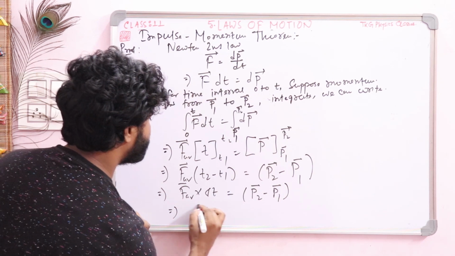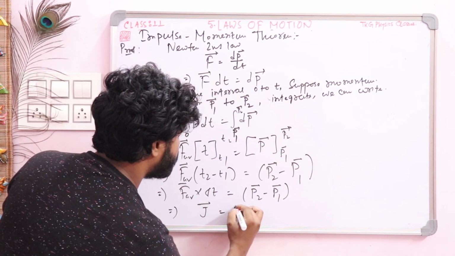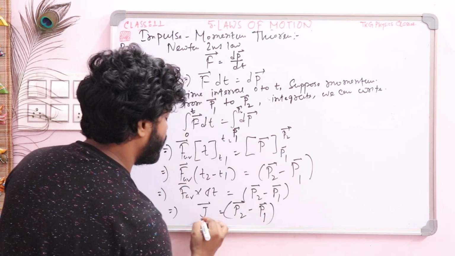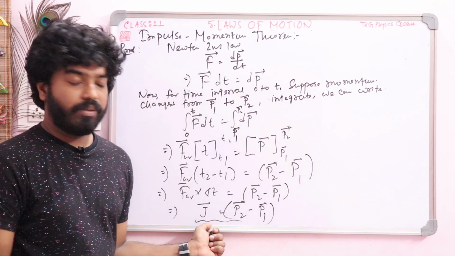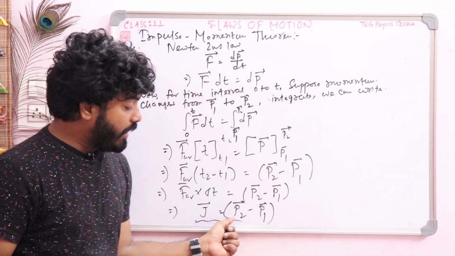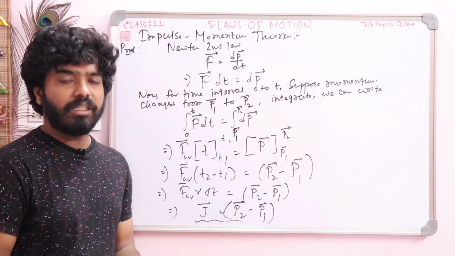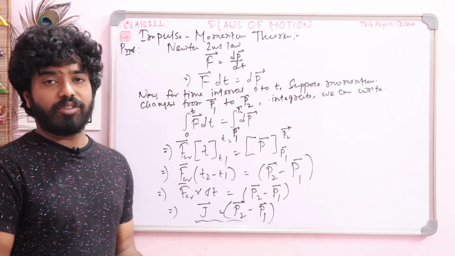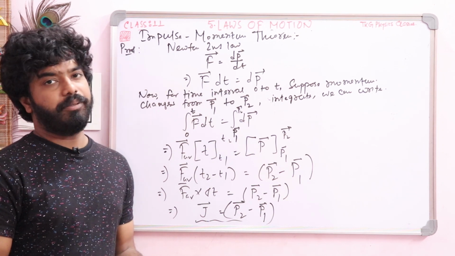So this one is named as impulse, F into del t, the product of force into time interval. So J is equal to p2 vector minus p1 vector. You see, the impulse of a body is exactly equal to the change in momentum of that body. So this is the statement, write it. The impulse momentum theorem states that the impulse of a force acting on a body is equal to the change in momentum of that body.